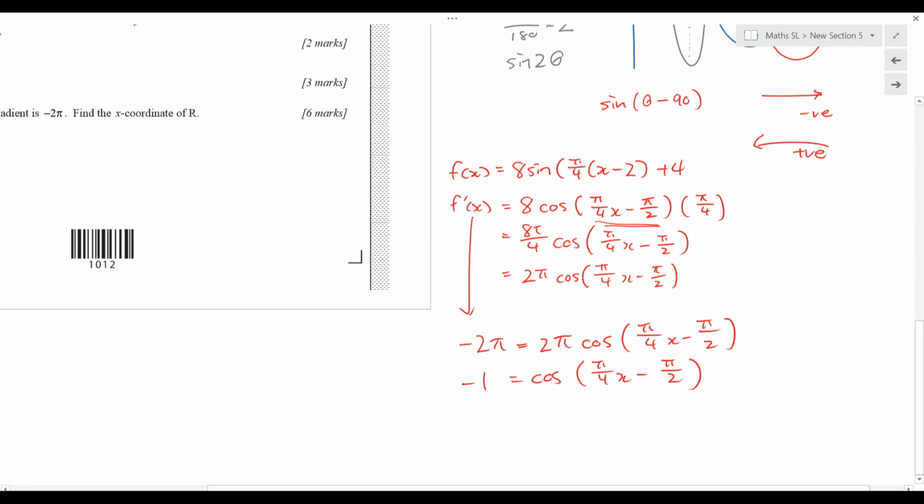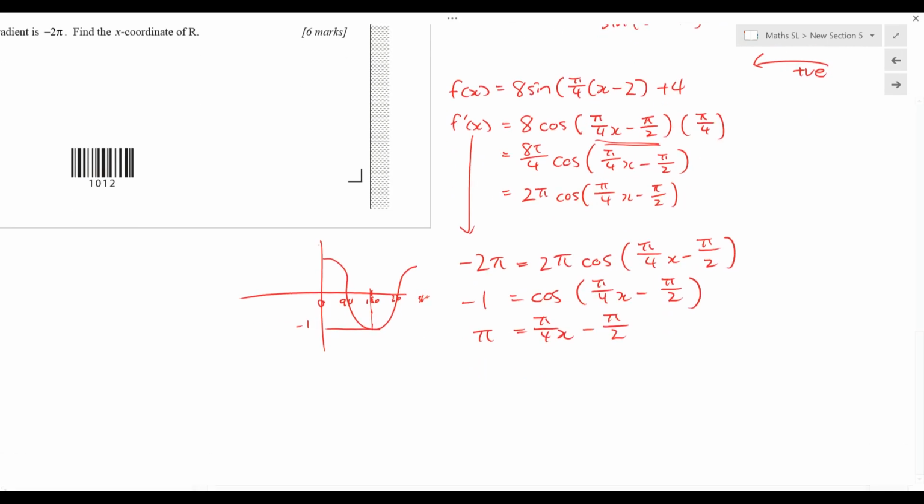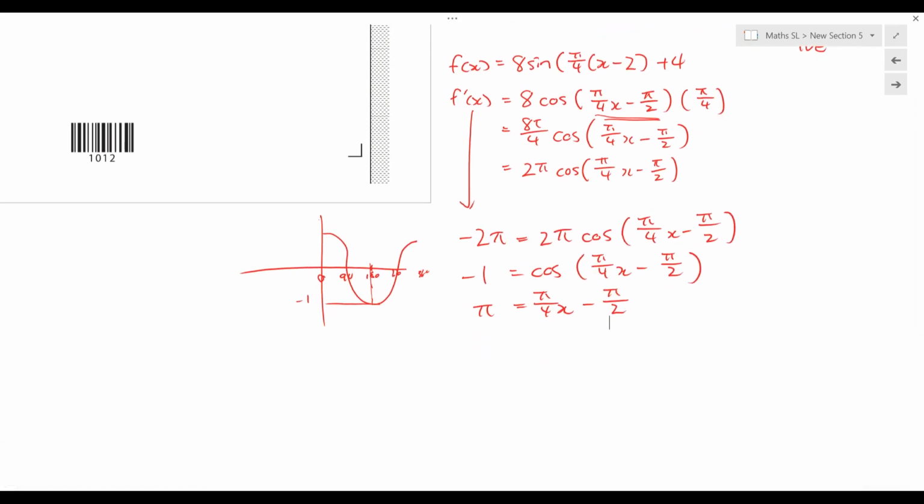And then next we have to inverse cosine it. So we know that when we inverse cosine it, it's minus 1. So let's draw a cosine graph. Cosine graphs look something like this. This is 0, 90, 180, 270, 360. And minus 1 is actually 180. 180 is just pi. So when we inverse cosine minus 1, it's just pi equals pi over 4 x minus pi over 2.